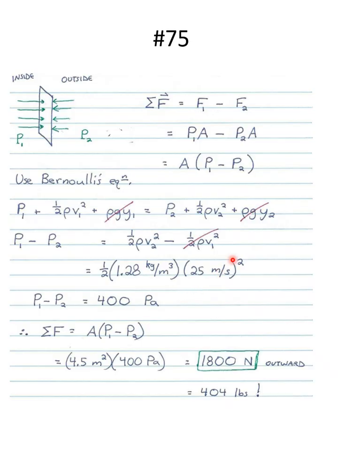Then we're going to come way up here. It was area times the difference of pressures. So the net force is the area times the difference in pressures, 4.5 meters squared times 400 pascals, and we get 1,800 newtons. And notice that that's in the positive direction, outwards. So with the wind blowing, the window will actually blow outwards. 1,800 newtons, that's about 400 pounds. So that's a considerably large force against a window.